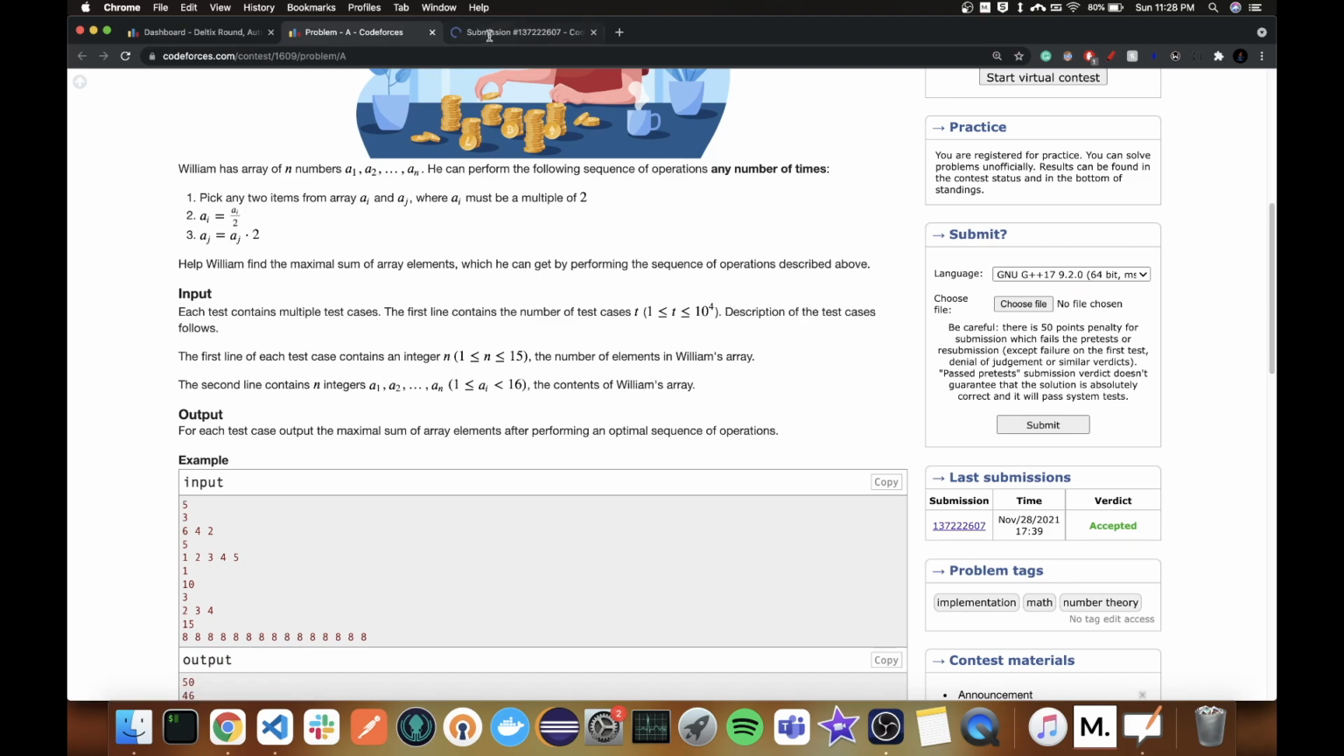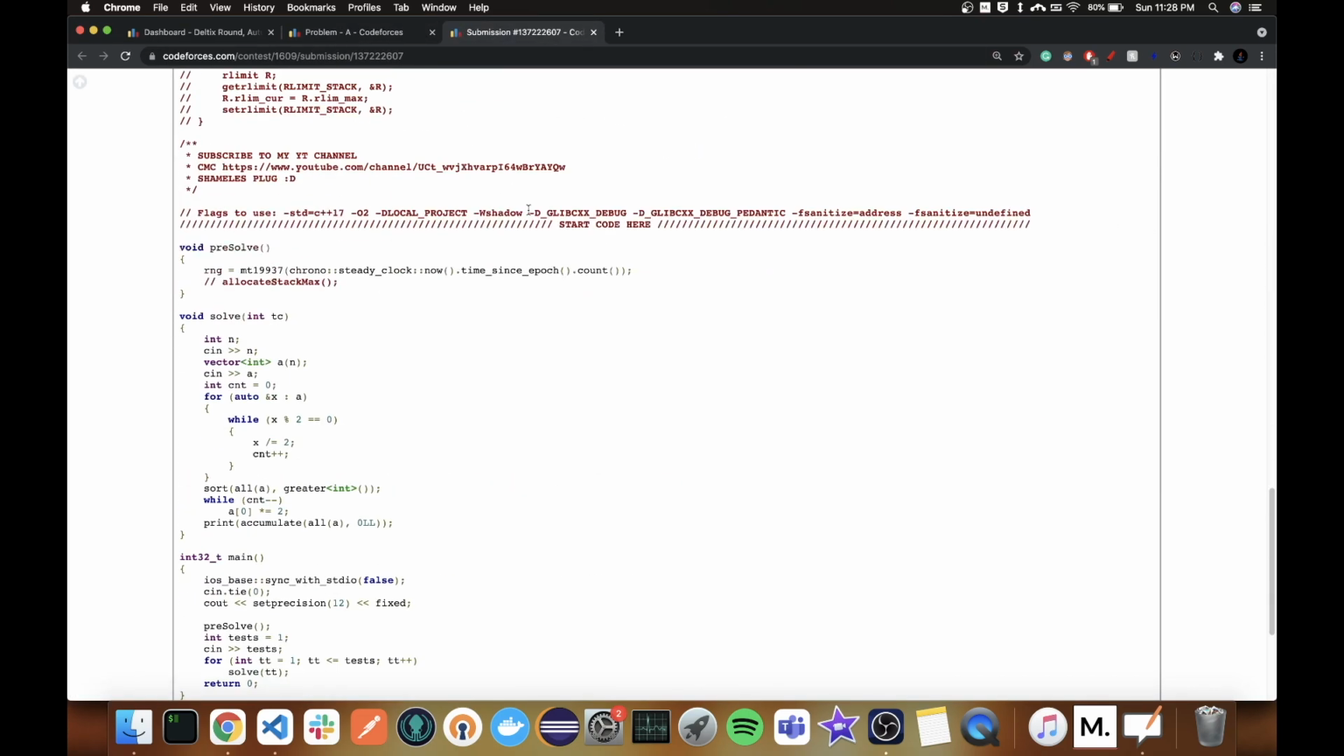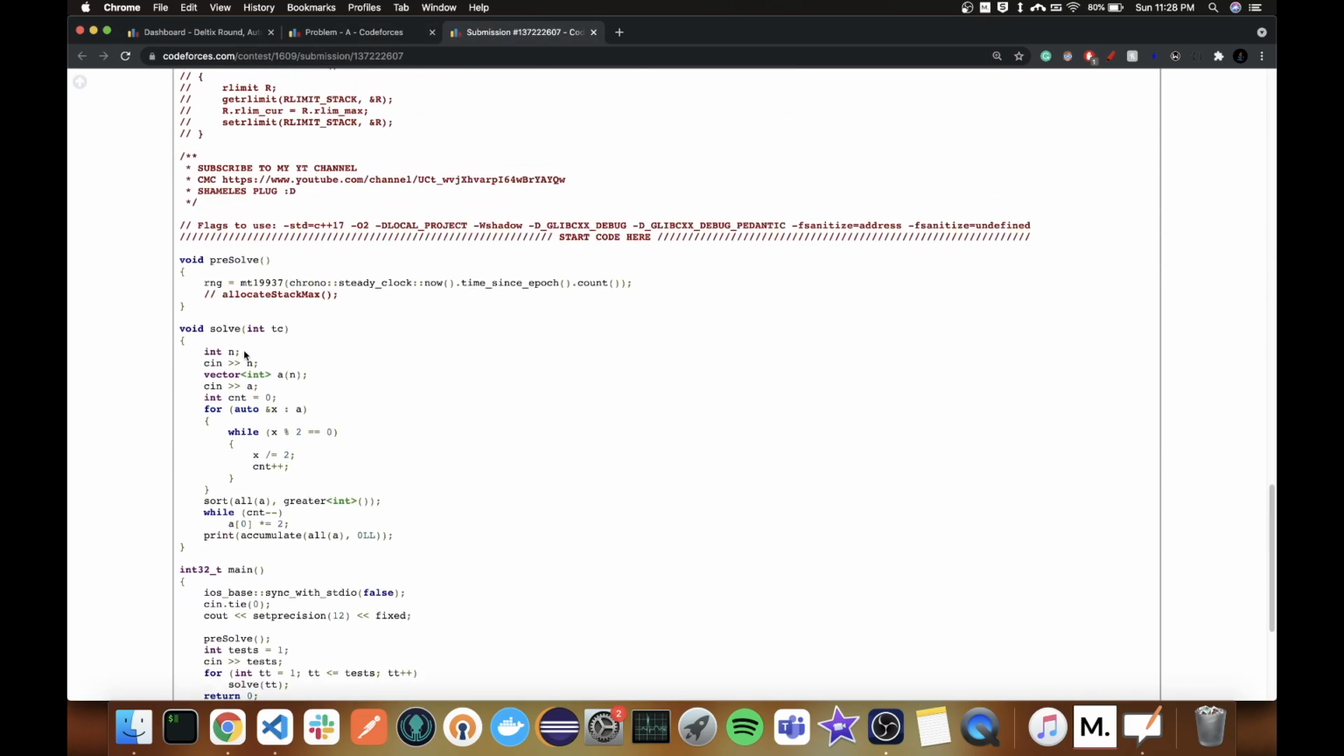For implementation, you can have a look here. I take in an input, and then I count the number of 2's, and I also reduce them. So I make the array a into b, then I sort it in descending order, then multiply the first element by 2 and then print the summation.